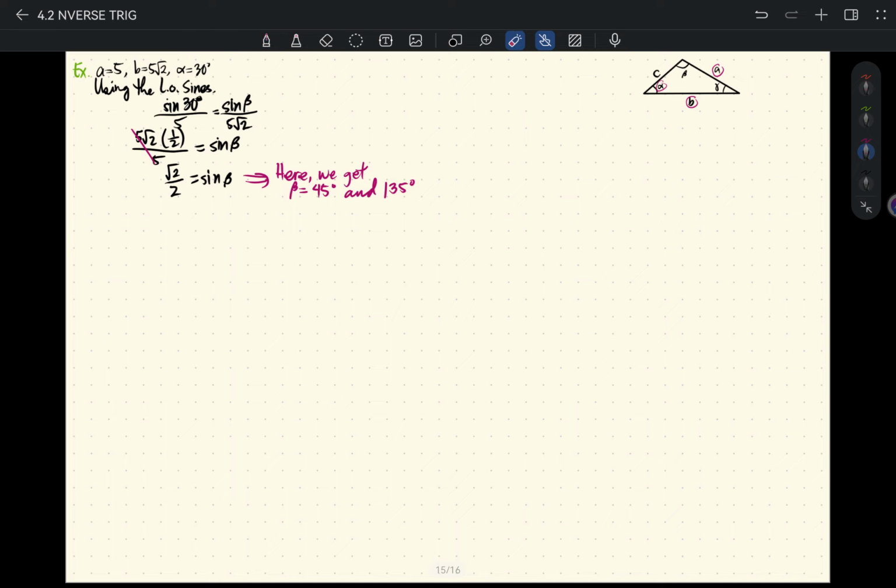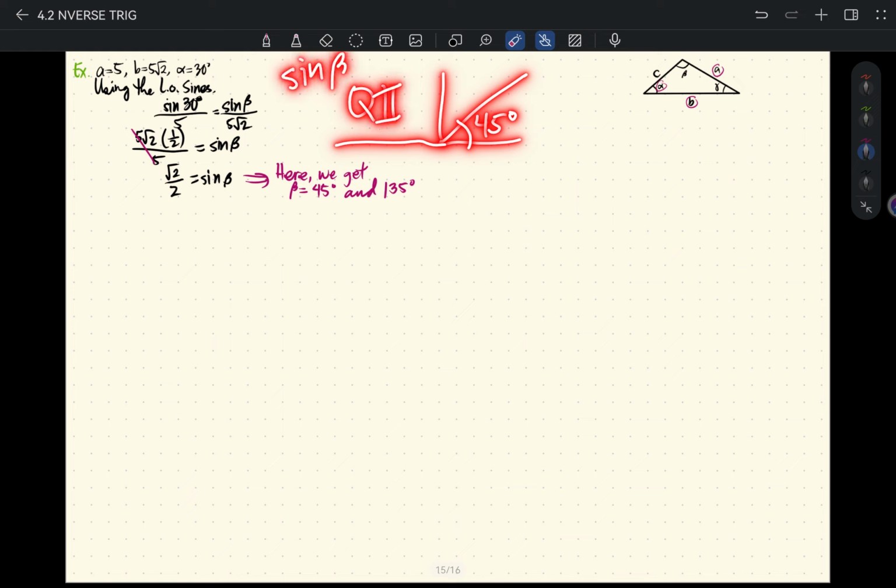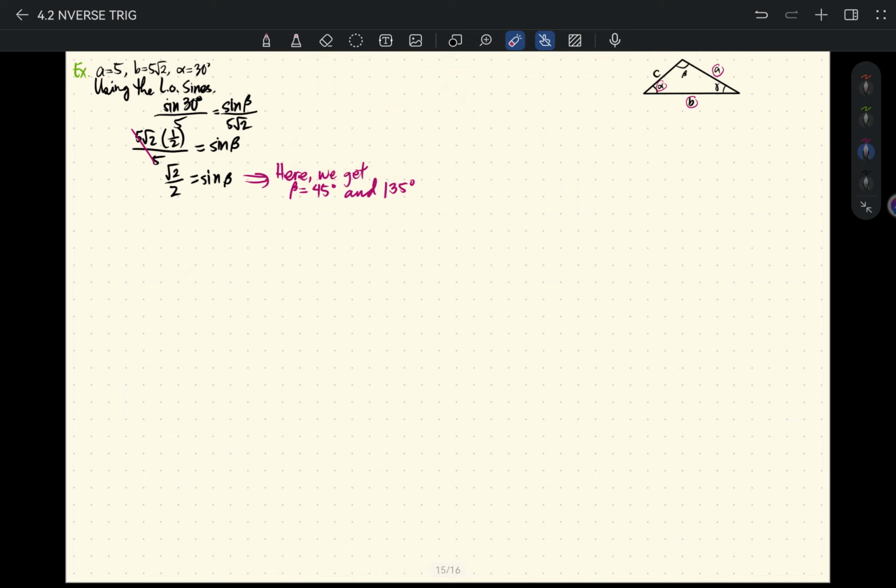So how were we able to identify that one? We know that in quadrant 1, that will happen if you have 45 degrees. But in quadrant 2, sine of beta is still greater than 0. So we consider 180 degrees minus 45 degrees equals 135 degrees. And these two values are actually valid values for beta.